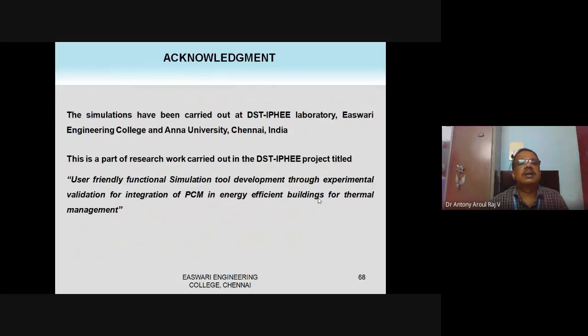This work has been done with DST funding. In our research lab, we are doing the simulation. Our counterpart at Meenakshi Engineering College is doing the experiment, and the other counterpart is doing it at Anna University. So this is a collaborative work with Anna University, Meenakshi College of Engineering, and Ishrae Engineering College. We thank the DST for the funding given for this work. And these are all the references.